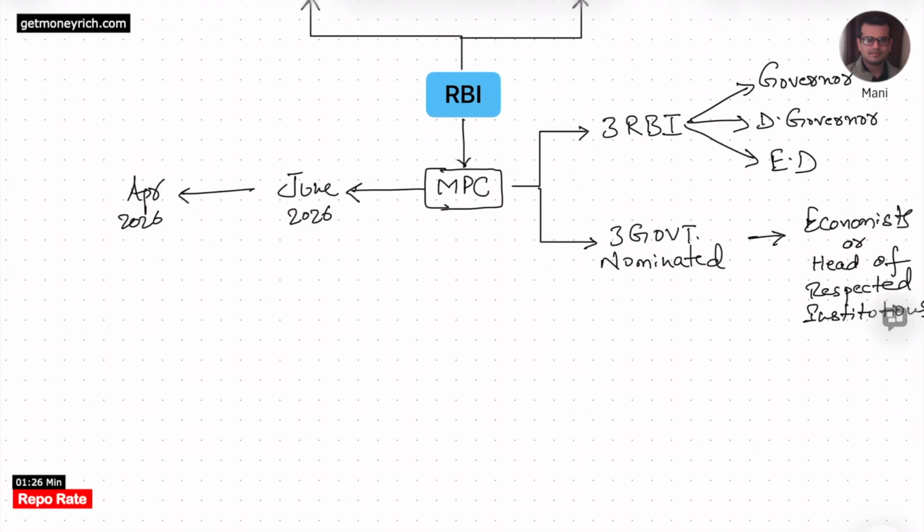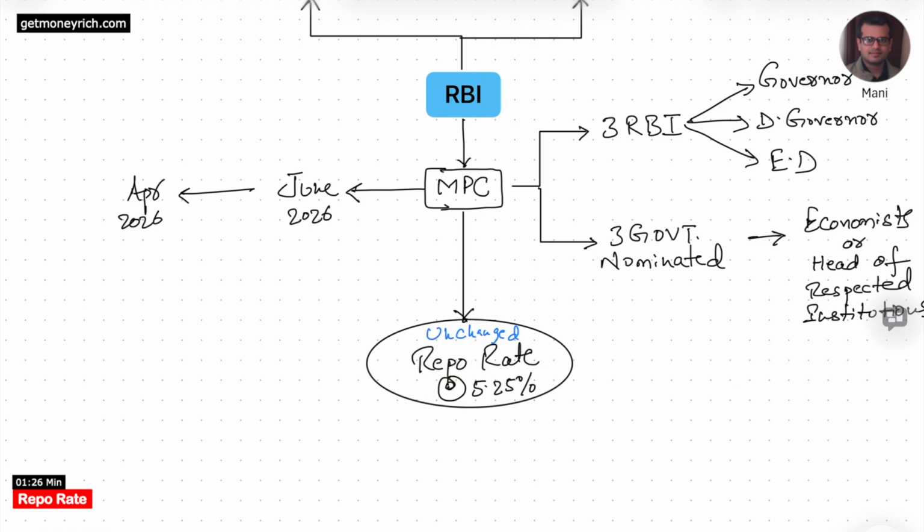In this current June meeting, the Monetary Policy Committee took the decision on the repo rate. They kept the repo rate unchanged, meaning whatever the repo rate was in the April 2026 meeting, they kept the same repo rate in this meeting as well. So in the current MPC meeting, the repo rate was kept at 5.25% and it was the same rate in the April meeting as well. What is repo rate? Repo rate is basically the rate at which RBI gives loans to the banks.